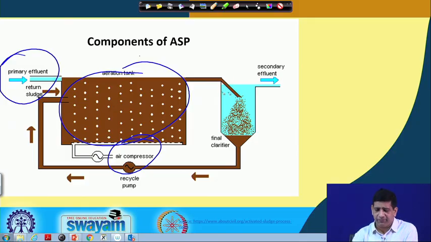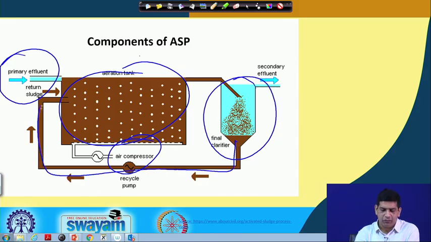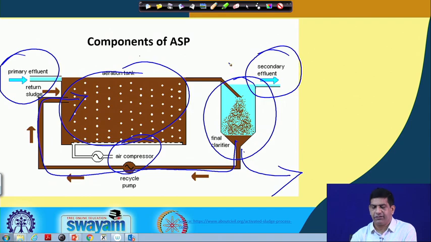Then we take this final effluent to the clarifier, where the sludge will come to the bottom. The sludge will be taken out, and part of the sludge will go back in here as return sludge, and part of the sludge goes to the digester as well. And then the clean water, which is the secondary effluent, will be taken out. So, this is the basic component.